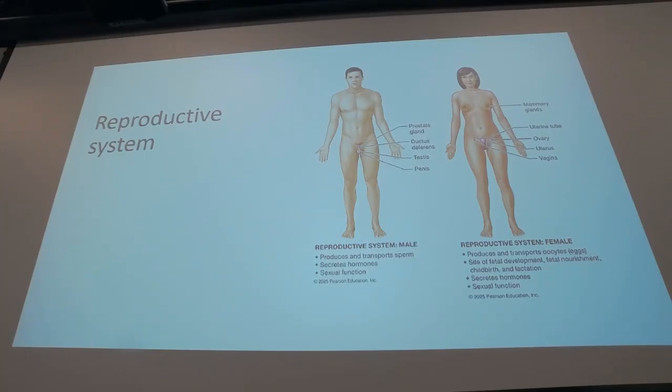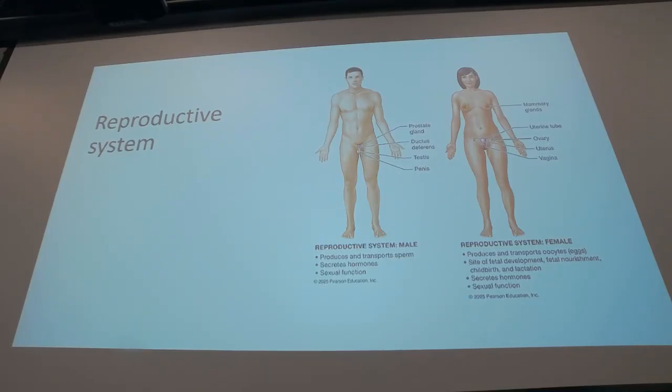In males, organs will include prostate gland, ductus deferens, vas deferens, testis, penis, epididymis. So you will see more of this in this chapter whenever we cover it. And then for females will be mammary glands, uterine tube, ovary, uterus, and vagina.